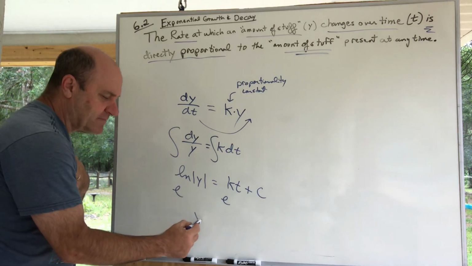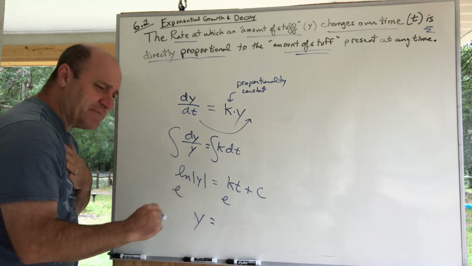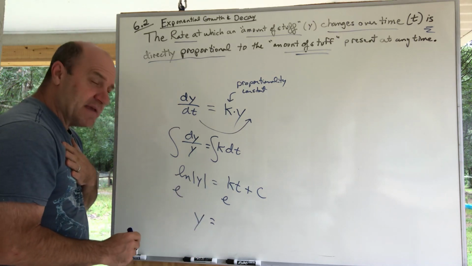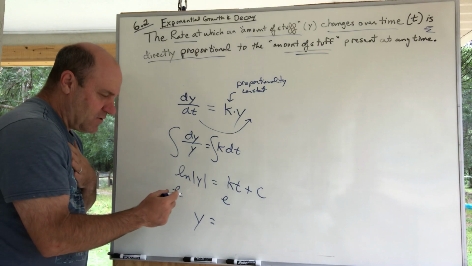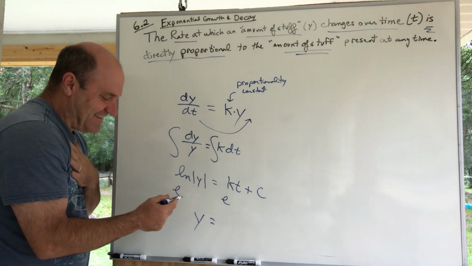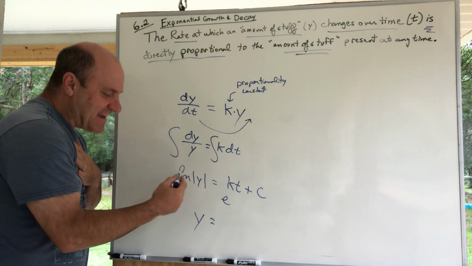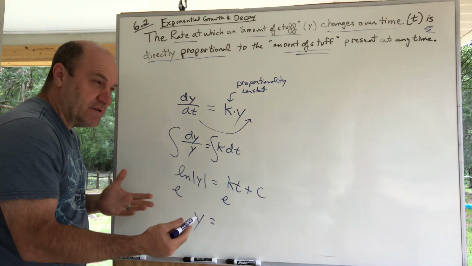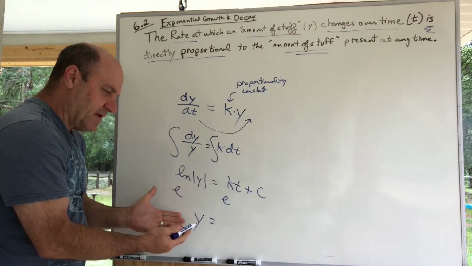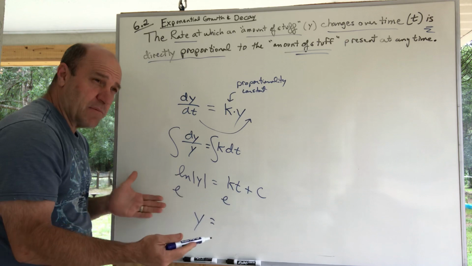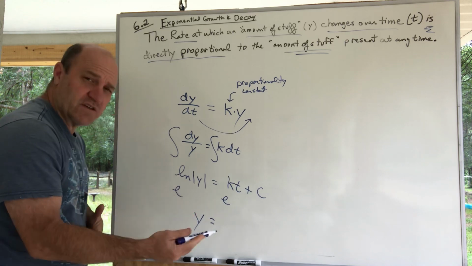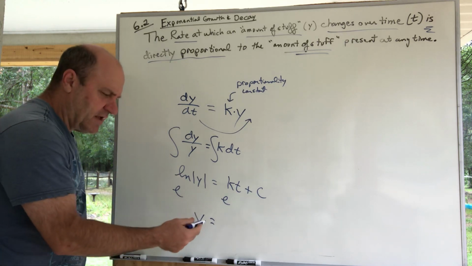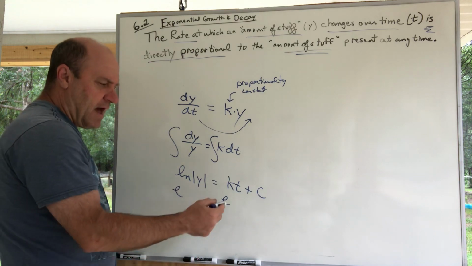We get y. And I drop the absolute value because, why do I do that? Well, e to the anything is going to be positive. So this result is positive. E to the anything is going to be positive. This result y is going to always be positive. So I don't need absolute value.